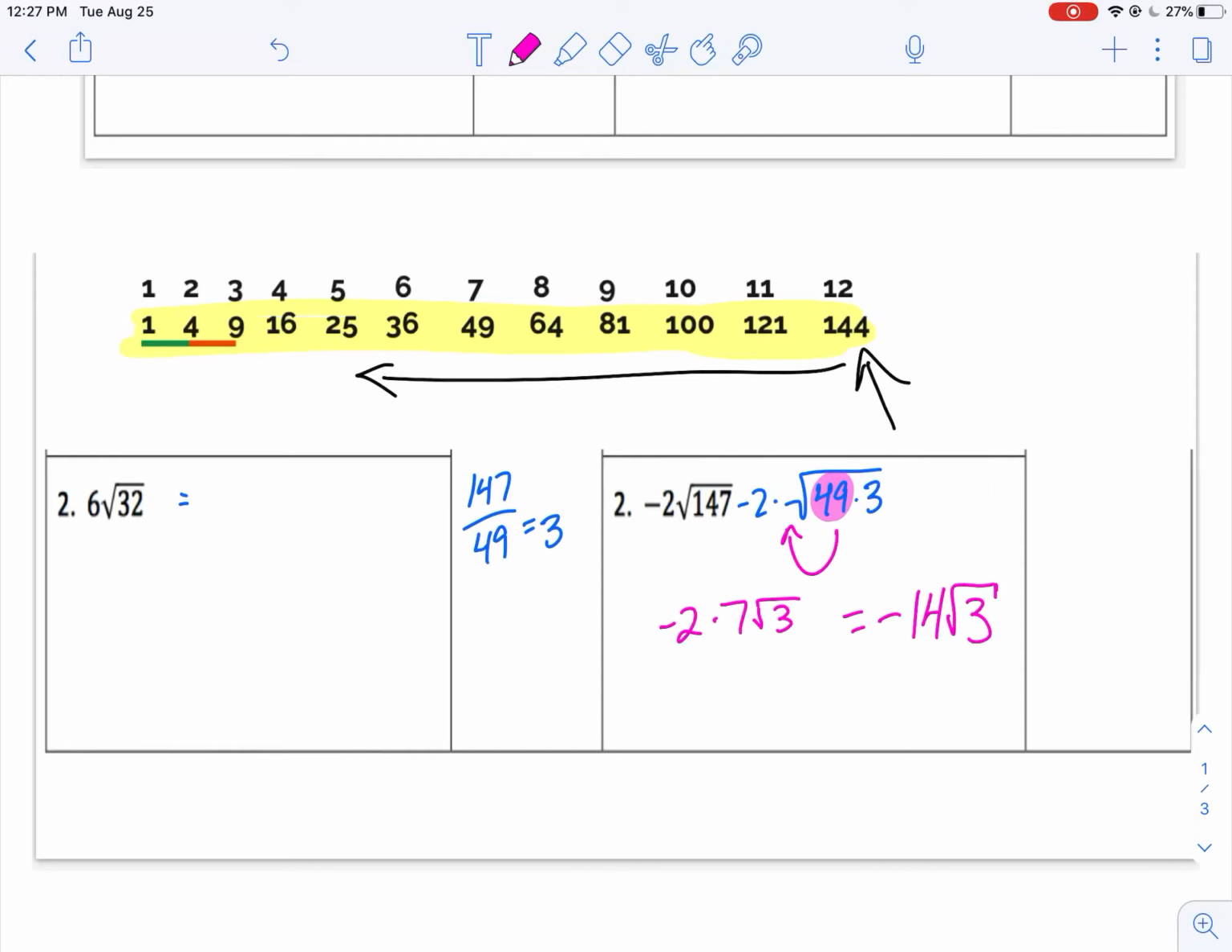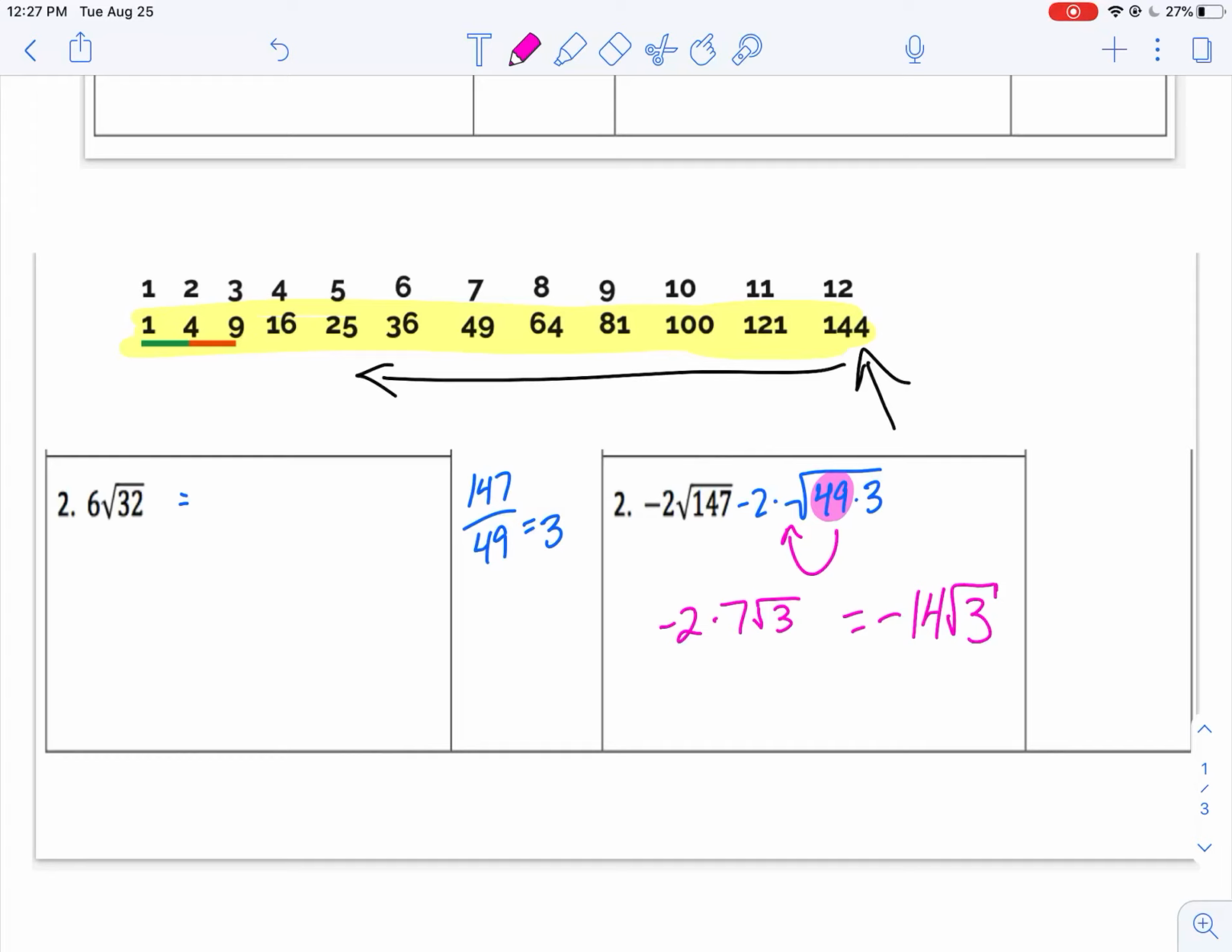So that's all we're doing for today. Again, it's the same thing. The only thing that's changed is we have a last step now where we've got to multiply our final answer, our final simplified radical, by whatever number is in front. So that's the only new step for today.